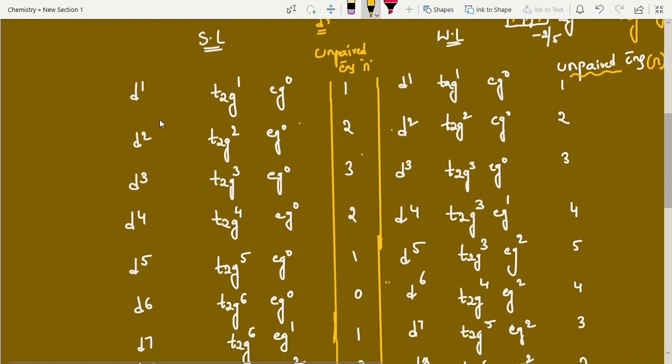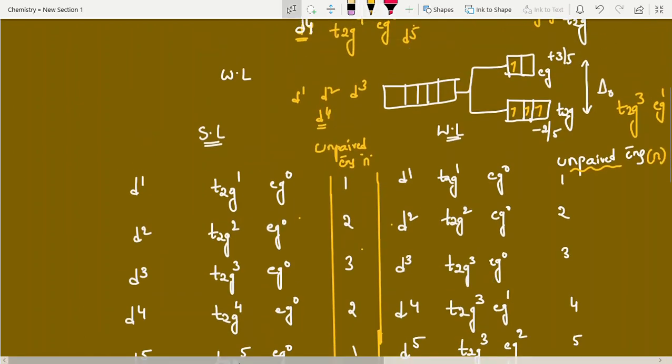Yes, d1, d2, d3, no problem. Here t2g2, t2g1, eg0, the same thing. Next d4: just now I explained t2g4, eg0. Here t2g3, eg1. And d5, t2g5, eg0. So like this, a slight difference is there. And the down one also is the same.